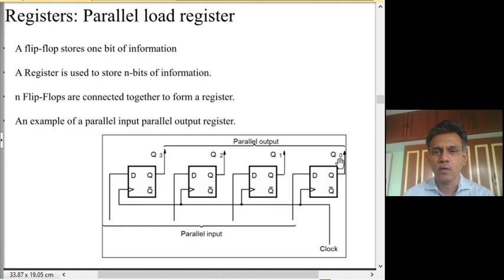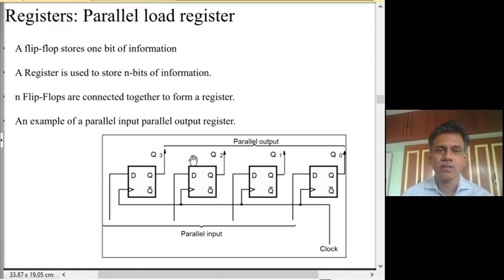Anytime you want, you can read those bits from the Q0, Q1, Q2, Q3 outputs. So the outputs are available all the time. You don't need to wait for the clock to occur to read the output. It is always available, but the inputs are stored only during clock transitions.